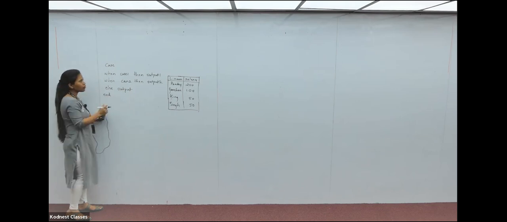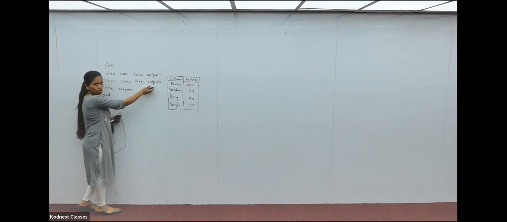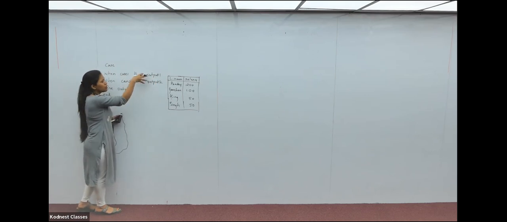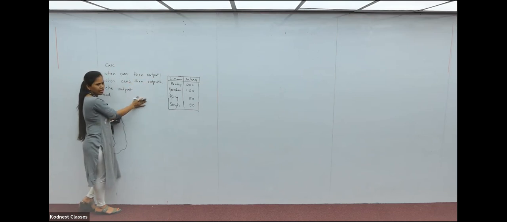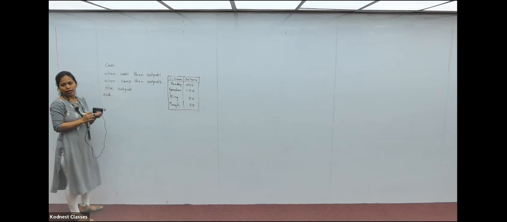This is how you are going to tell. When case 1, then what should be the output? When case 2, what should be the output? If it is case 3, what should be the output? However many cases you want to write, you write it here. Else, if it is none of these cases, something else you want, just give it with the else and end of the case. This is how you're going to write the cases.